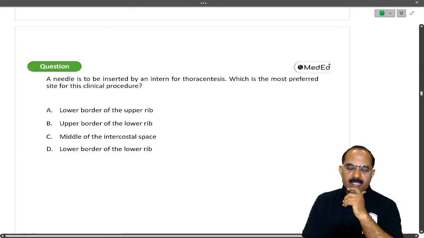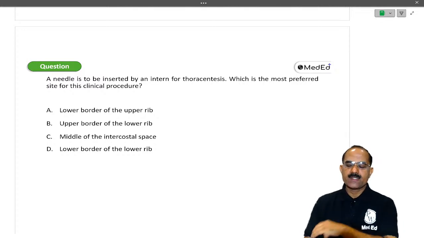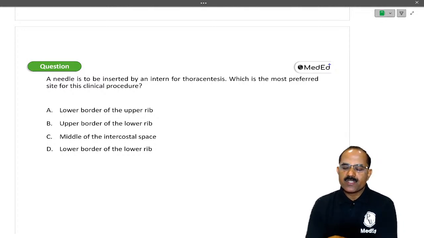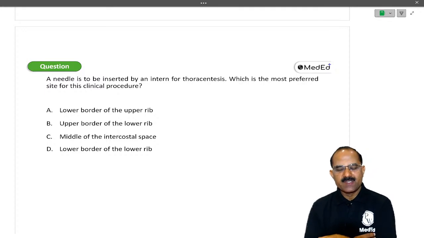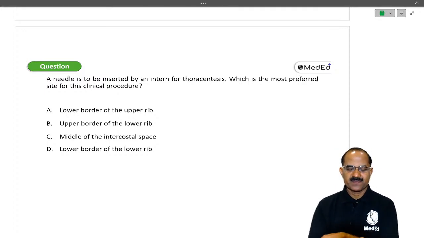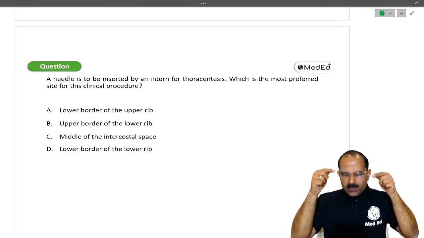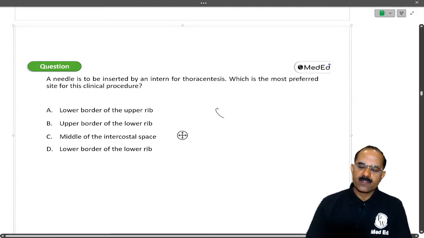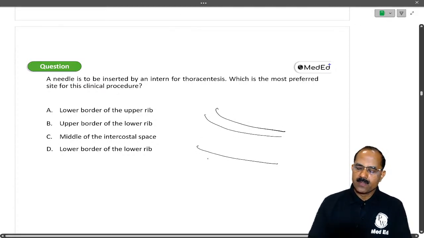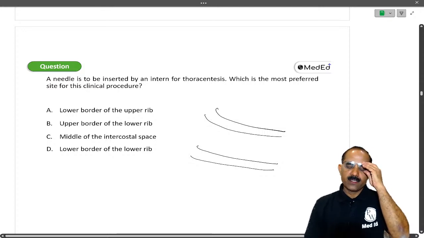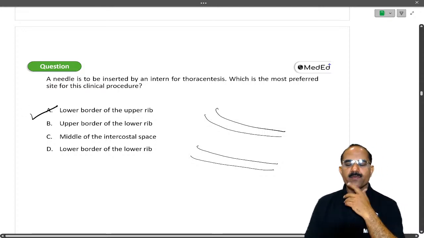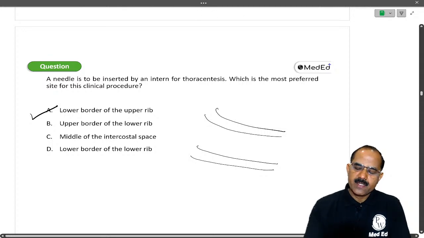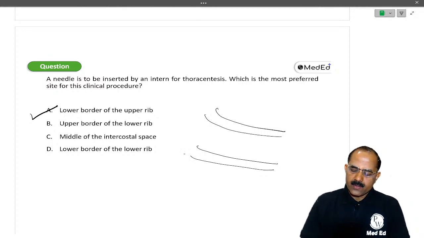A needle is to be inserted by an intern for thoracocentesis. Which is the most preferred site for this clinical procedure? Any guesses? Speak. If you have to do a pleural tapping, where do we insert the needle? This is one rib, see, this is one rib, and this is the second rib. So where do we insert the needle? Lower border of the upper rib. Very good. We always insert the needle here, along the lower border of the upper rib.